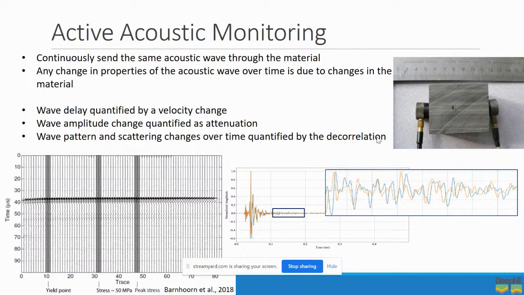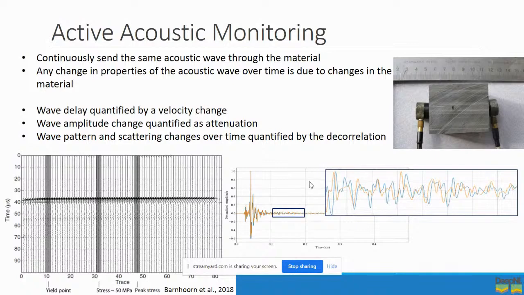So a high amount of decorrelation means there's a lot of change in the properties of the rock in between those two time intervals. So the bigger the decorrelation, the larger the change in properties of the scattering of the wave you have. And that turns out to be a very powerful tool to see progressive changes of the material properties leading towards failure.